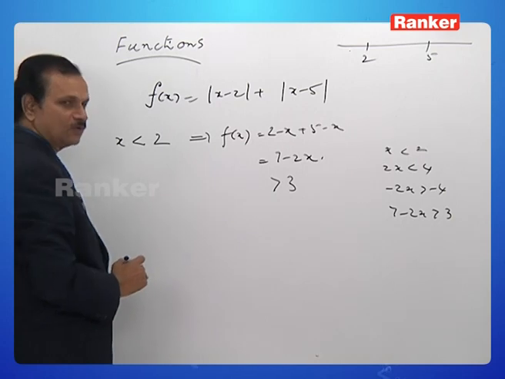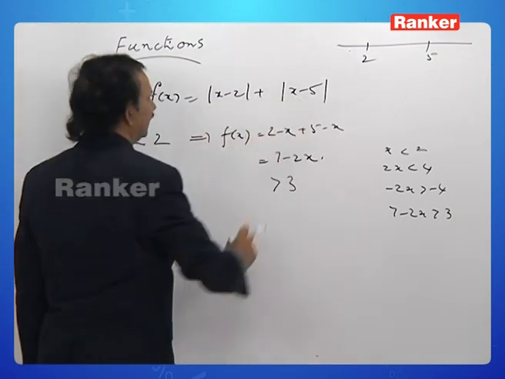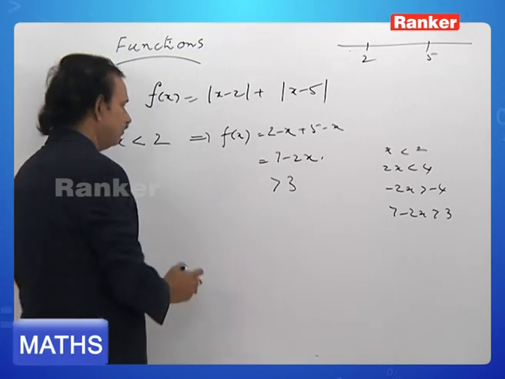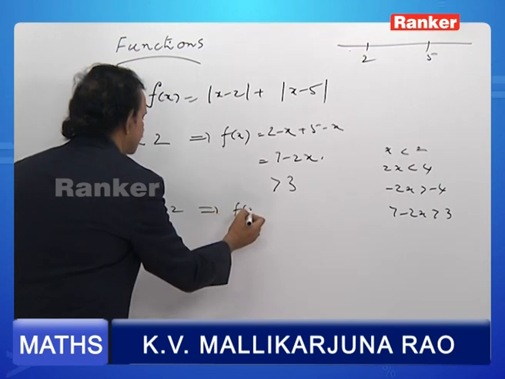If x is equal to 2, what happens? x minus 2 is 0. x minus 5 is 2 minus 5, which is 3 in modulus. 0 plus 3. x is equal to 2 implies f of x is equal to 3.